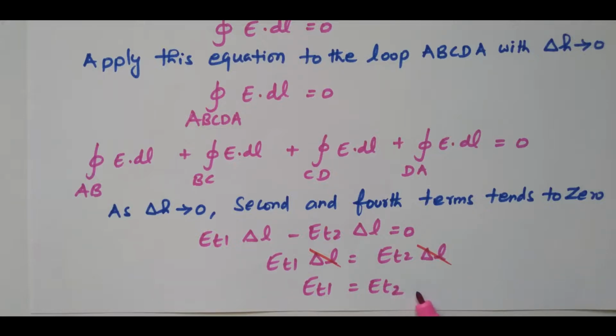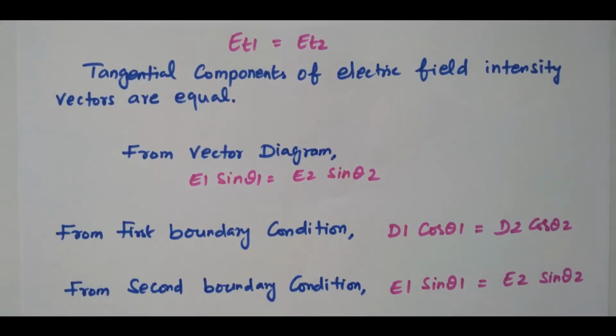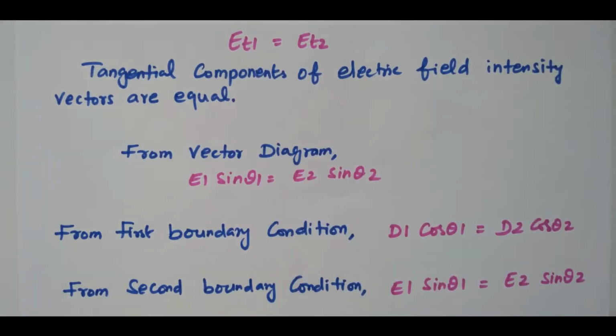Why? Because there is no charge sheet. We have not placed any charge sheet. So straightaway we got both are equal. That is given here. The tangential components of the electric field intensity vectors are equal. We are not having any condition. Directly we got that both are equal.